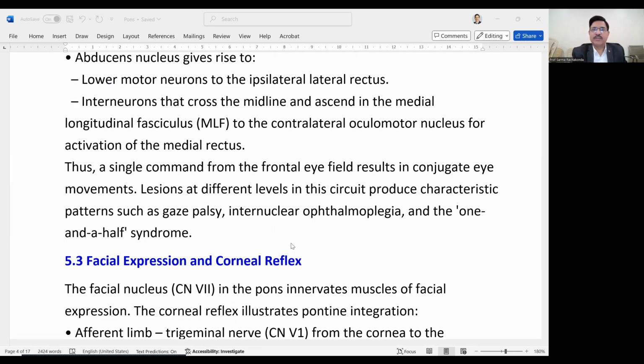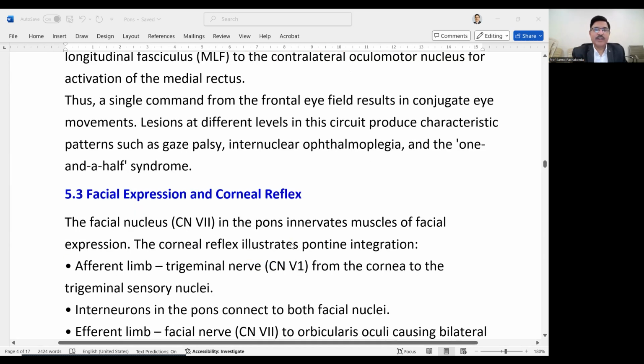Lesions at different levels in this circuit can produce characteristic conjugate gaze palsies. Internuclear ophthalmoplegia. So you may be asked, what is internuclear ophthalmoplegia? Yes. Contralateral nystagmus and 1.5 syndrome. It is also called the one and a half syndrome. I don't know whether you are aware of that. Facial expression and corneal reflex.